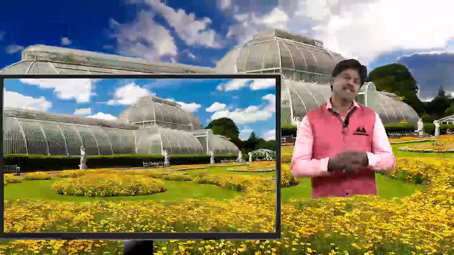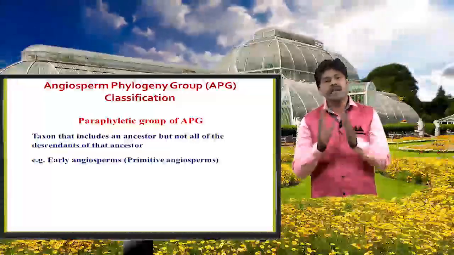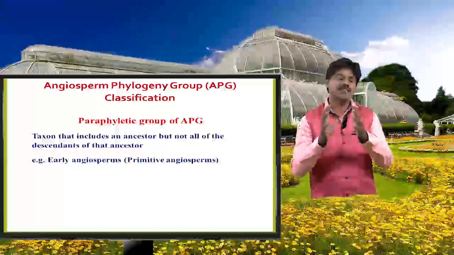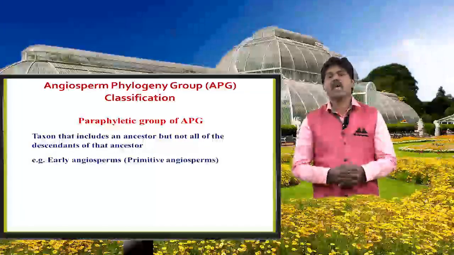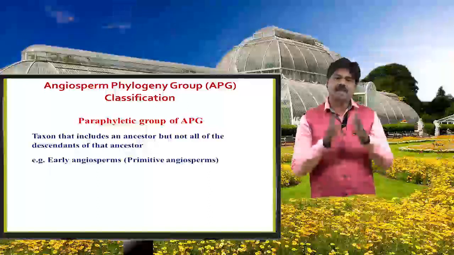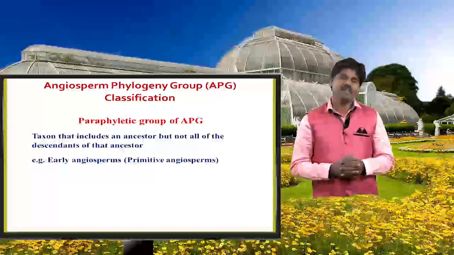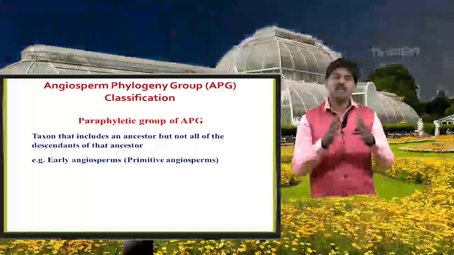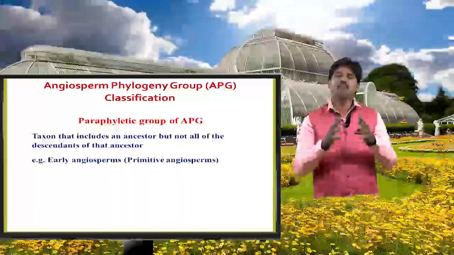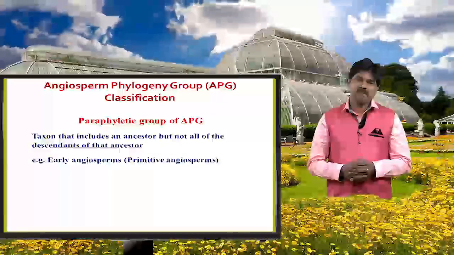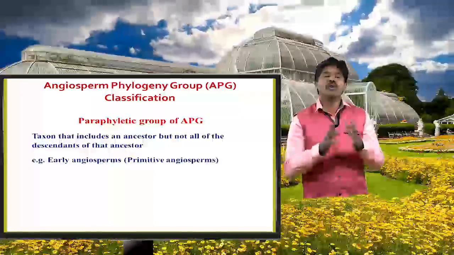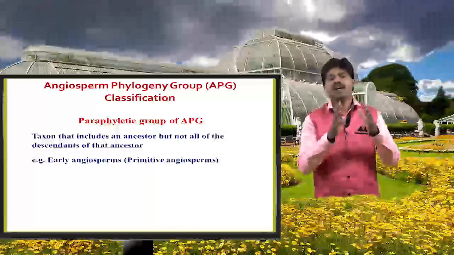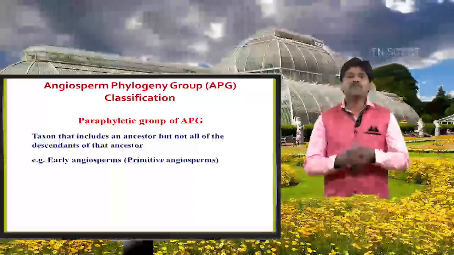Then what about the remaining plants? The remaining plants are grouped as early angiosperms. So that is why in the APG classification there are three important clades. One is early angiosperms, which is paraphyletic. The second one is monocots, and the third one is eudicots. I already said monocots and eudicots are monophyletic, and the early angiosperms are paraphyletic.